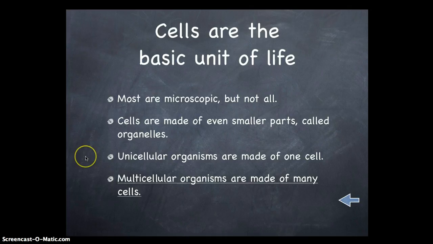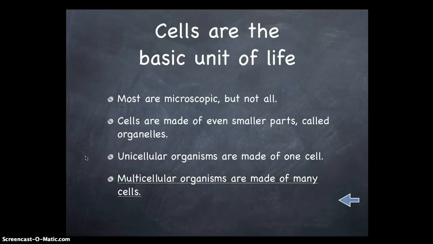Cells are the basic unit of life. Most are microscopic, but not all. There are some cells that are visible to the naked eye. Look it up, see if you can find out what those are. Cells are made of even smaller parts called organelles. That's where we're going next, so we'll look into that a little bit later.